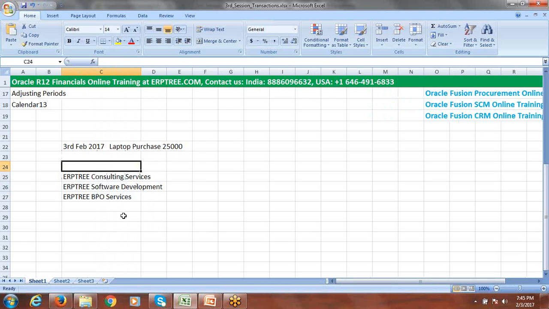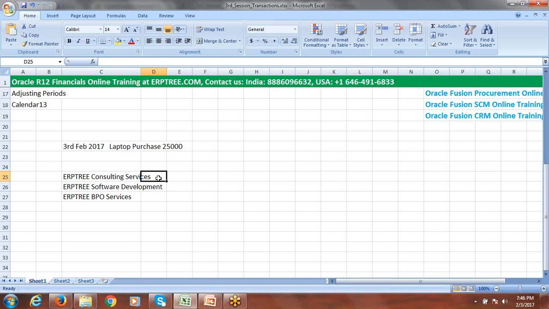Now we have 3 companies, and when I'm recording the transaction, I can select any one of the company names. That would be fine. Say I selected consulting services, the entity or the company is called ERP3 consulting services, purchased a laptop. Within ERP3 consulting services, you can have multiple departments, and you have to specify in which department the laptop purchase took place. So for that, let's take a simple example.